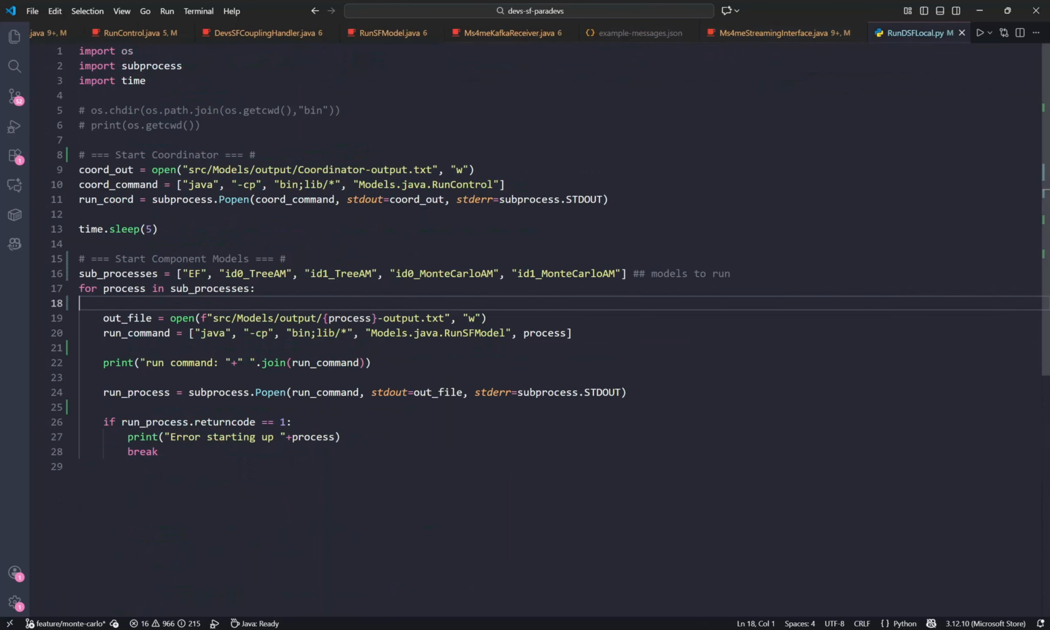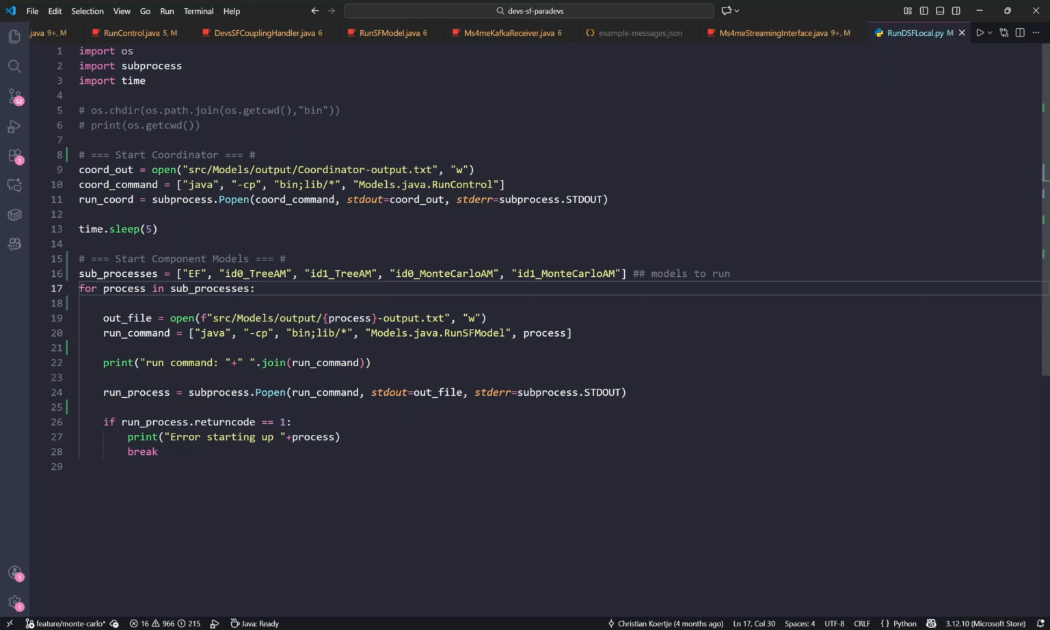So altogether, I have this script that will start up separate sub-processes. First, the coordinator that sets up the root coordinator system by running the run control. And then I start up sub-processes for each of the components in the model. So there's an experimental frame, there are two tree atomic models doing ParaDEVS, and then there are two Monte Carlo simulations going on as well.